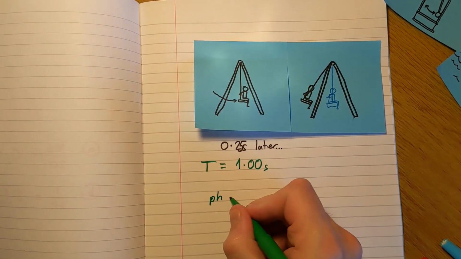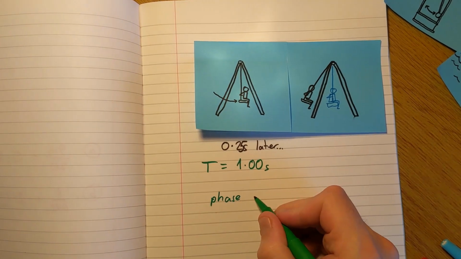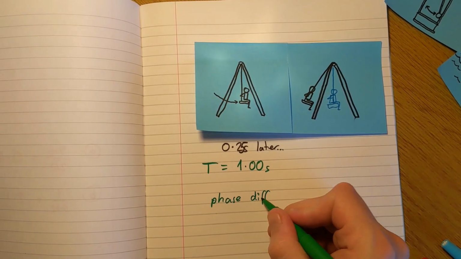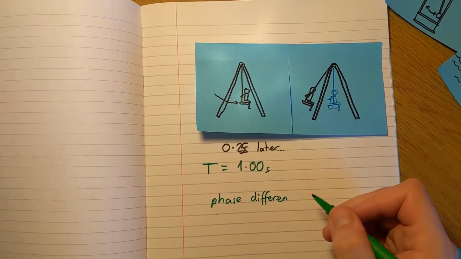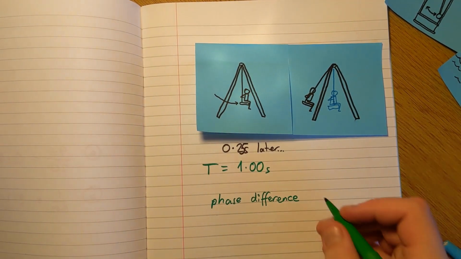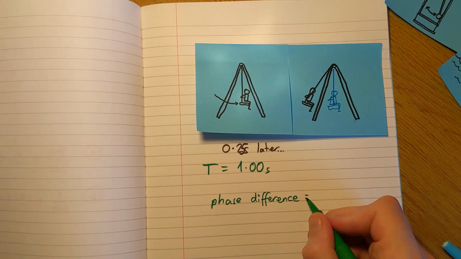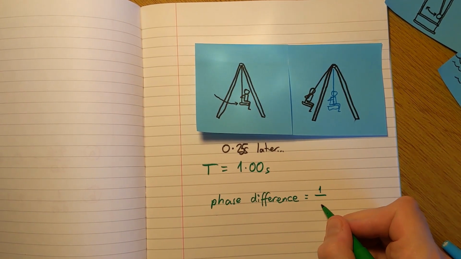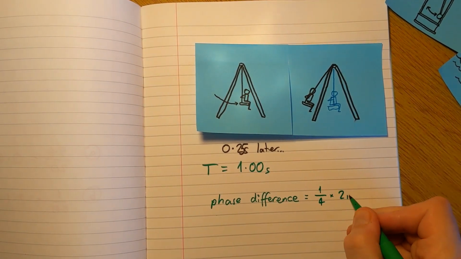So our phase difference, which, as far as I know, there isn't any sort of nice, easy symbology for that. Symbology, is that a word? I think that's the thing that the bloke out of Da Vinci Code does, isn't it? Anyway, the phase difference here is going to be 1/4 of a circle, so 1/4 of 2 pi.